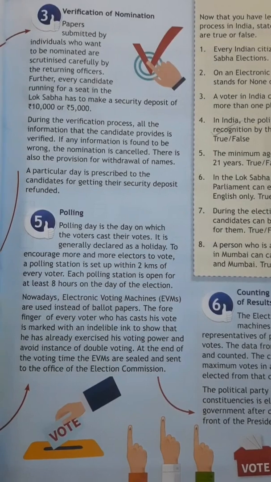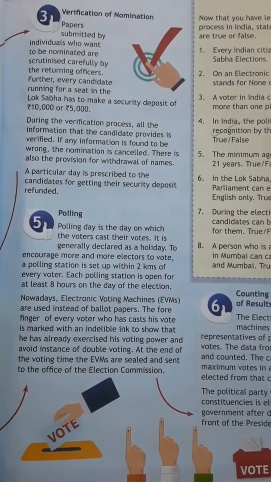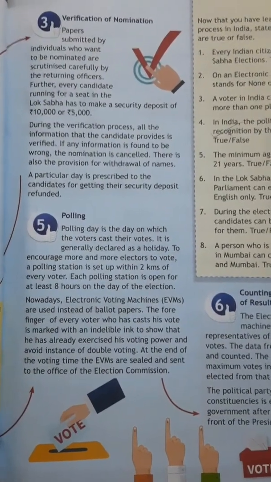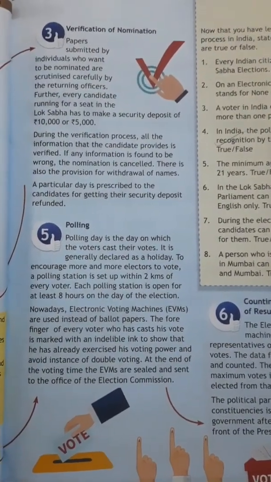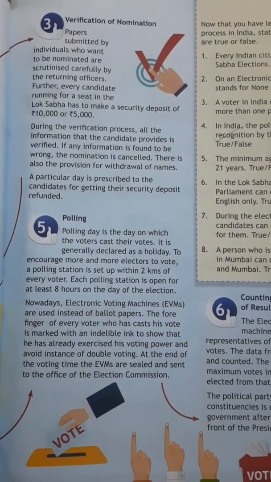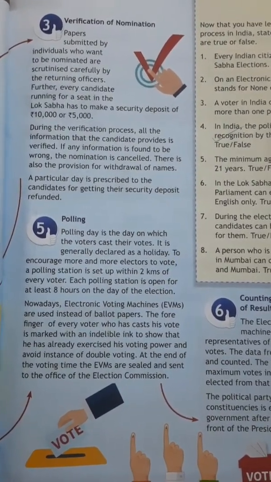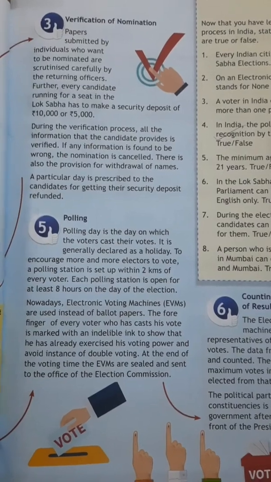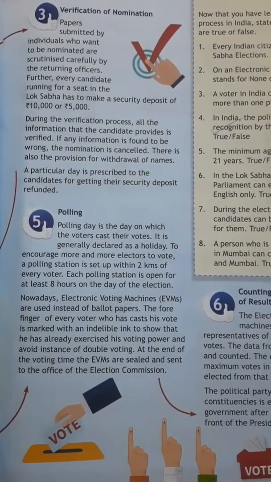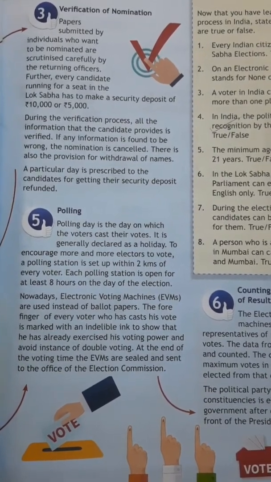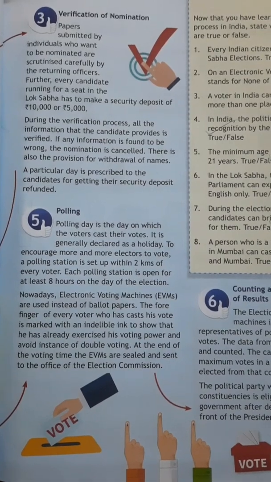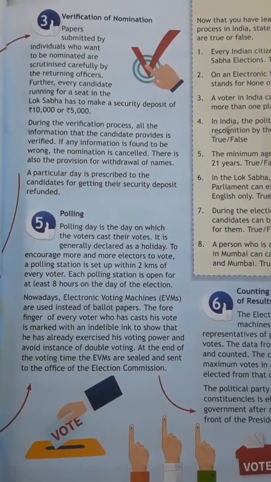Last but not least is polling. Polling day is the day on which the voters cast their votes. It is generally declared as a holiday. To encourage more and more electors to vote, a polling station is set up within 2 kilometers of every voter. Each polling station is open for at least 8 hours on the day of election. Nowadays, electronic voting machines, that is EVMs, are used instead of ballot papers.